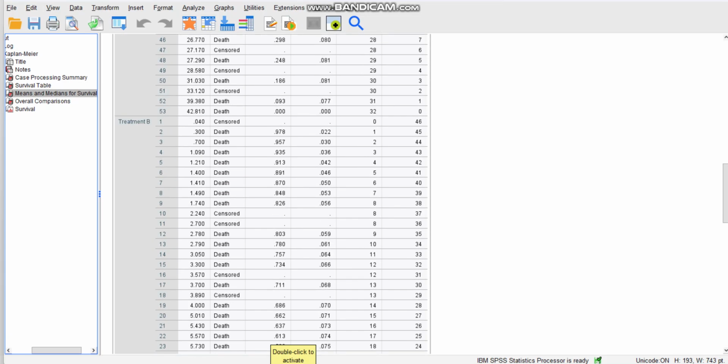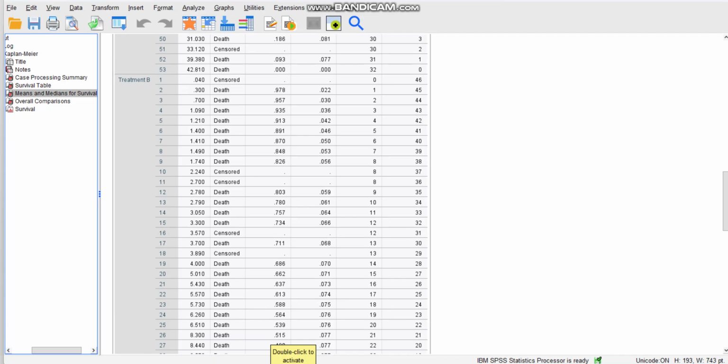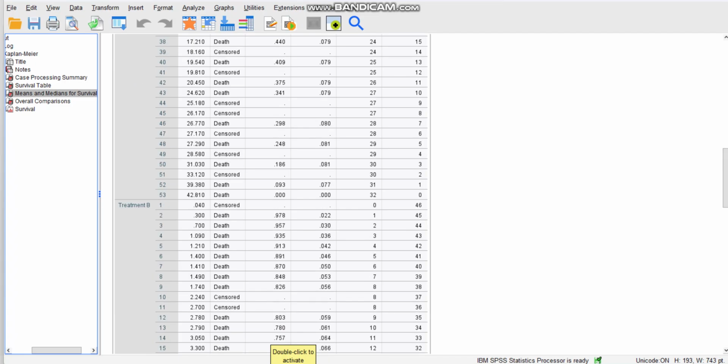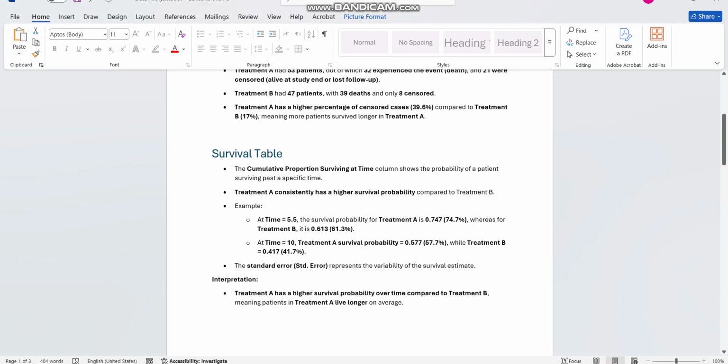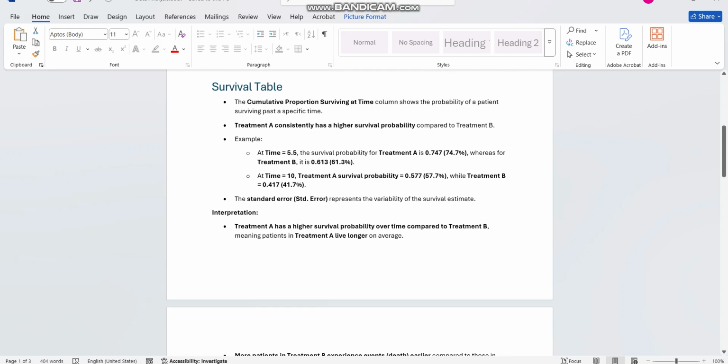If we go to treatment B, for example at 3 months, 1 died, so the survival rate is 97.8. And what I mean by survival rate are the patients who are alive divided by the total number of patients. Let's see this analysis here in the survival table. I already gave you a few examples.